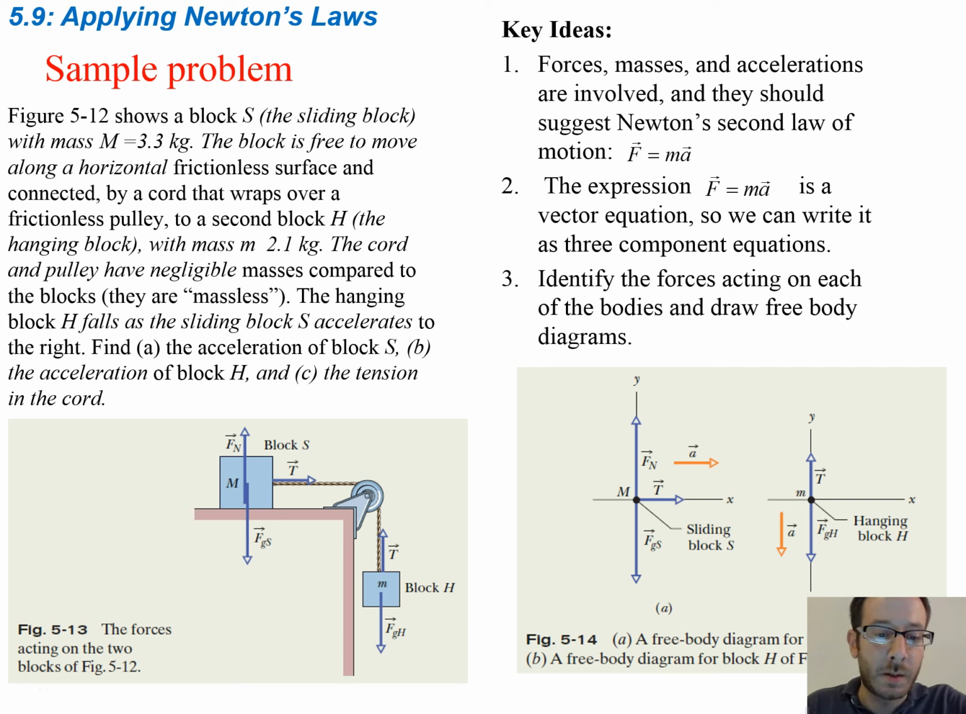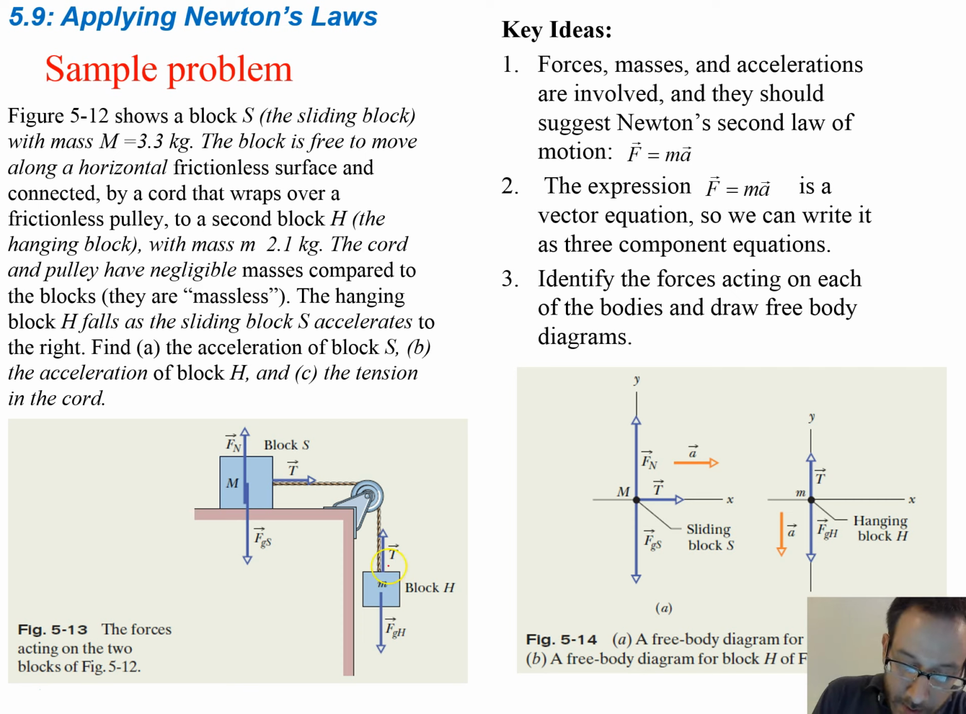The figure shows a block, S, the sliding block, with mass m equal to 3.3 kilograms. The block is free to move along a horizontal frictionless surface and is connected by a cord that wraps over a frictionless pulley to a second block, H, the hanging block, with mass 2.1 kilograms. The cord and pulley have negligible mass compared to the blocks. They are massless. The hanging block H falls as the sliding block S accelerates to the right.